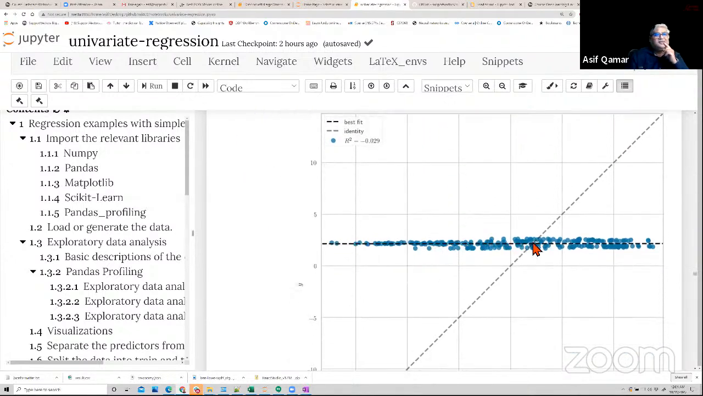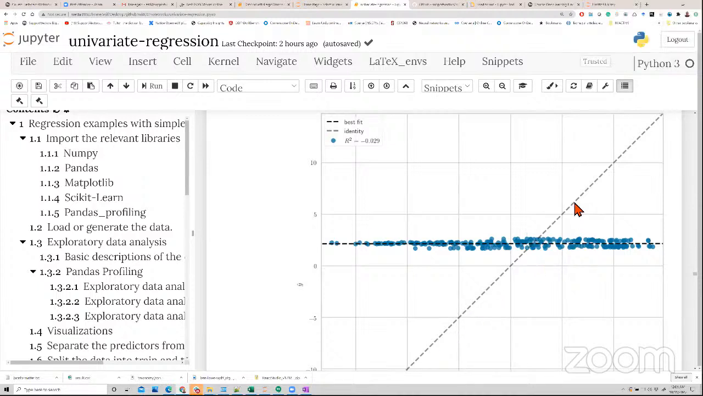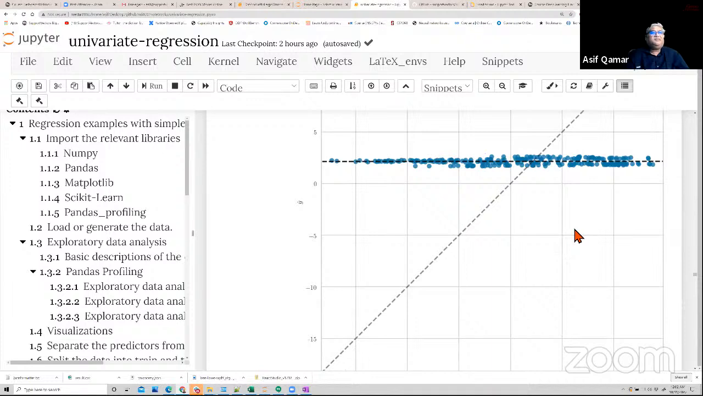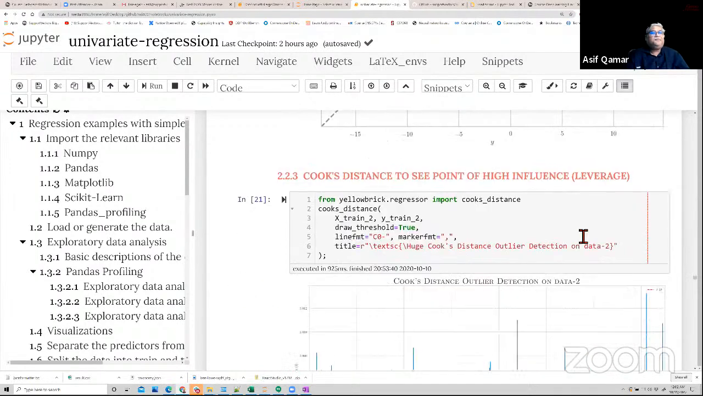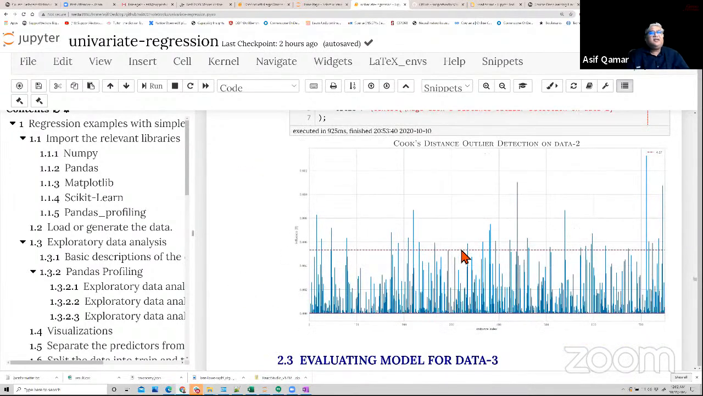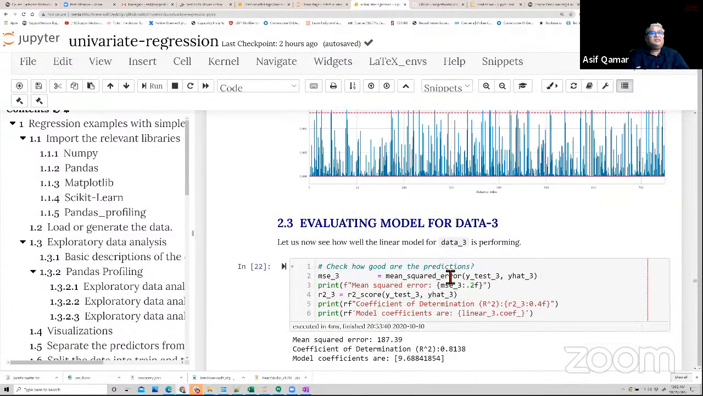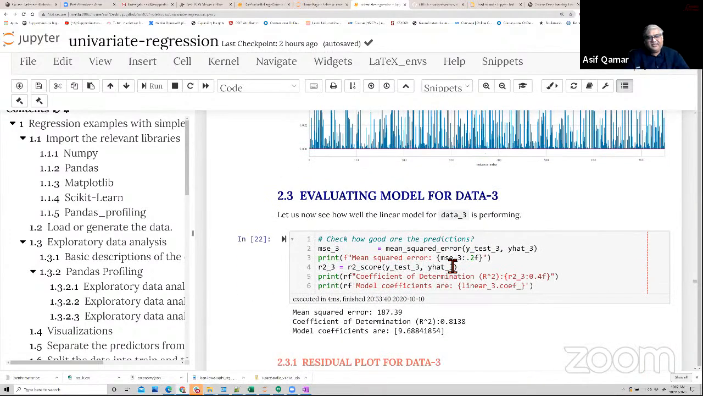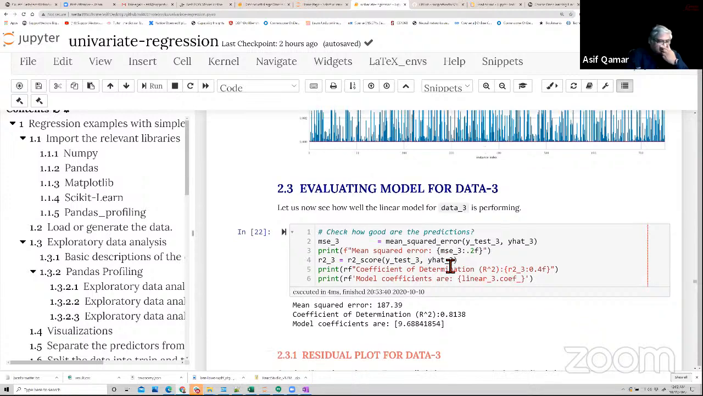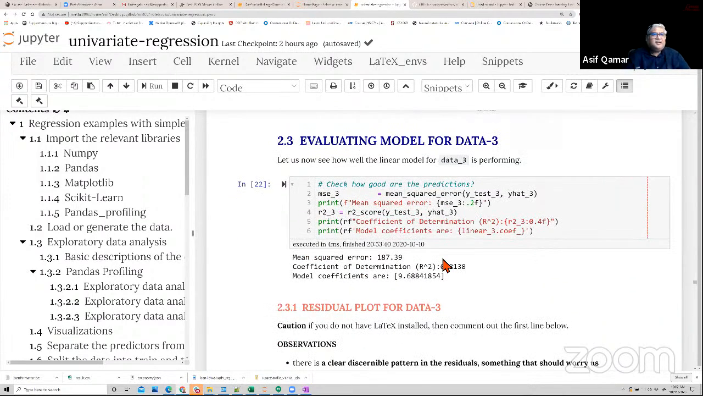Your prediction plot is a disaster. Look at this. This is where the predictions are, and this is where it should be. This is the axis where it should be, actually, the relationship between y and y hat. So it's a disaster. The Cook's distance, again, ignore this part. We talked about points of high influence. So we seem to see that for the second data set, linear is doing poorly at this moment. What about data set 3?